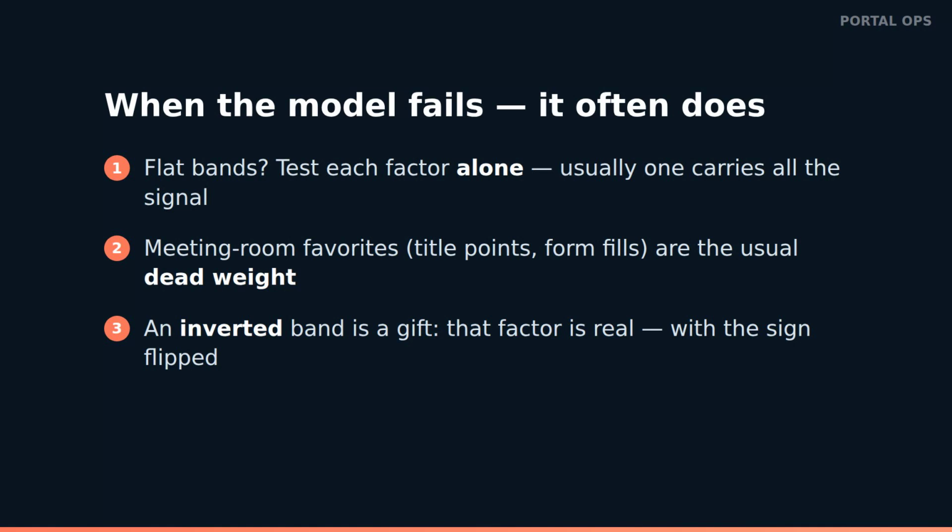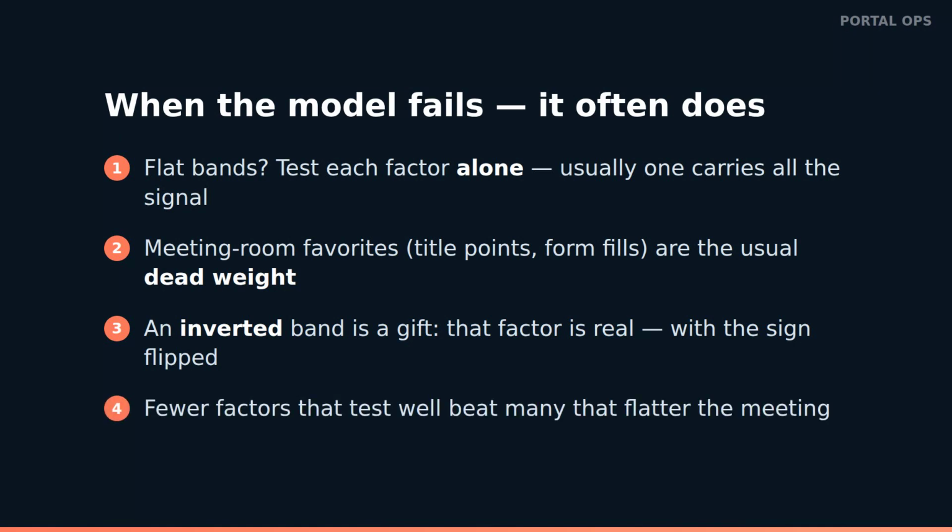It usually means a factor is real, but pointing the wrong way. I've seen "downloaded a white paper" score positive when it actually marked researchers and students who never buy. The fix isn't deleting the factor, it's flipping the sign. A lead score with 3 backtested factors beats one with 12 flattering guesses every time.